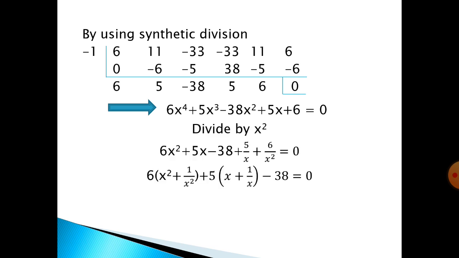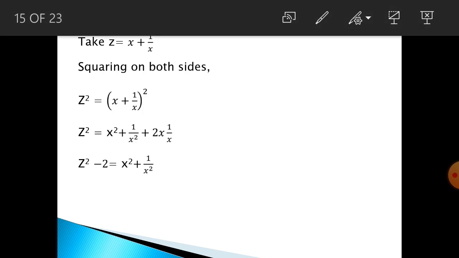We get 6x^2 + 5x - 38 + 5/x + 6/x^2 = 0. On comparing first and fifth term, second and fourth term, we write 6(x^2 + 1/x^2) + 5(x + 1/x) - 38 = 0. Now take z = x + 1/x. On squaring both sides, we get z^2 - 2 = x^2 + 1/x^2.